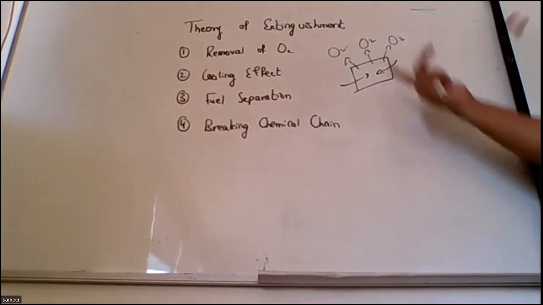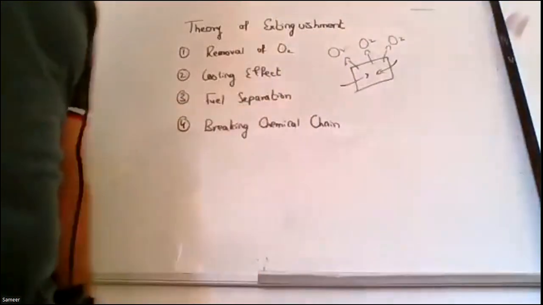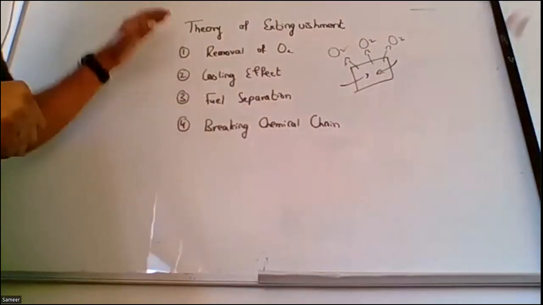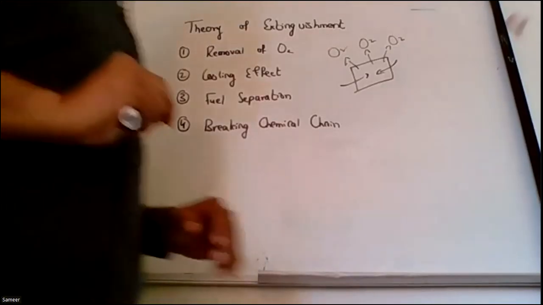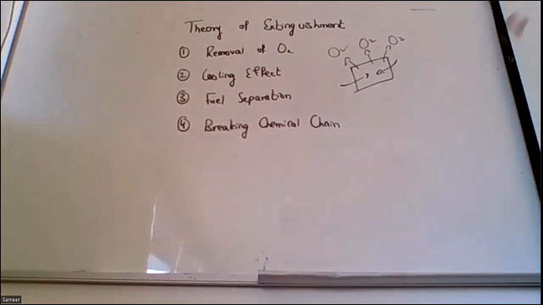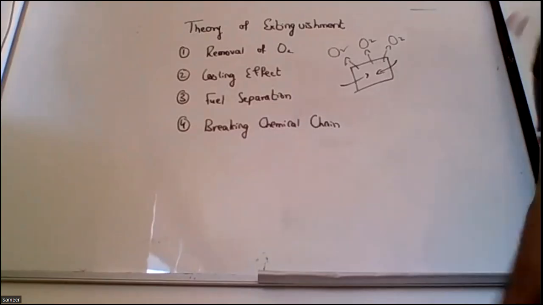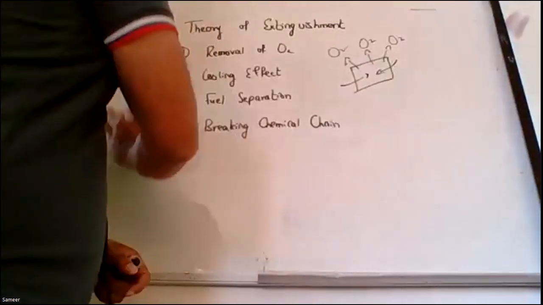Anyway, the theory of extinguishment gives us four very good options: removal of oxygen, cooling effect, fuel separation, and breaking the chemical chain reaction. But there is one more technique in the extinguishment process. Sometimes we want something like cathodic protection. We want a more flammable material available inside an occupancy, so that your flame, rather than being directed towards other materials, is directed towards the more flammable material inside the occupancy. We'll take one example and try to discuss that also.